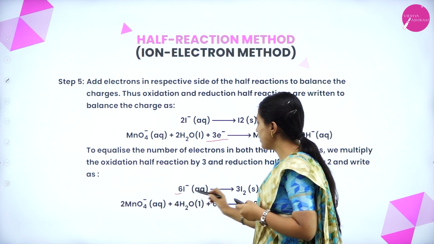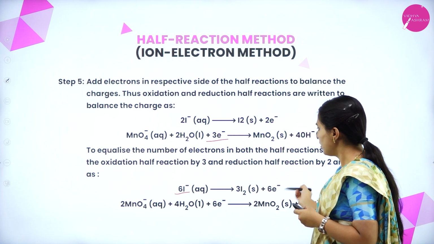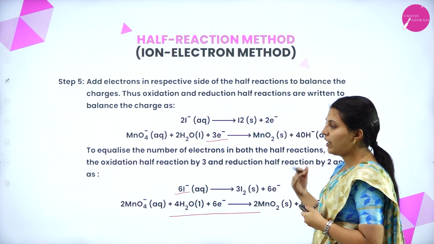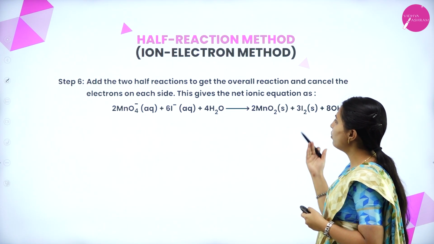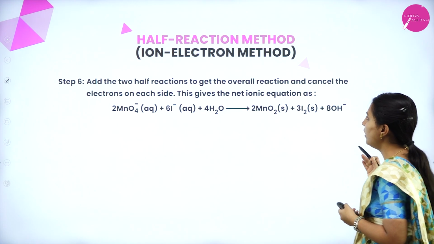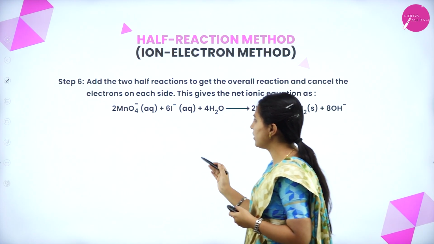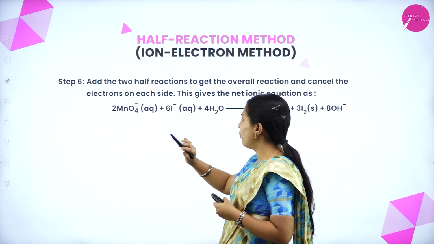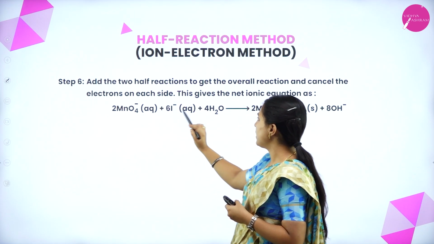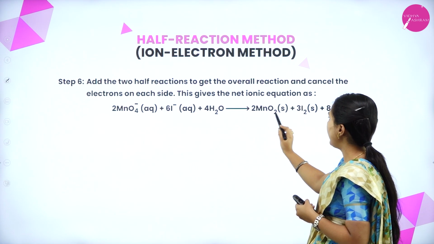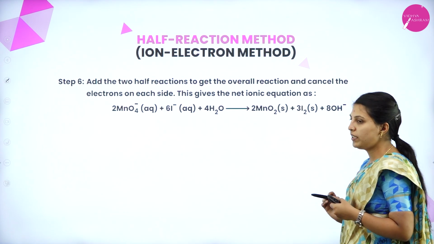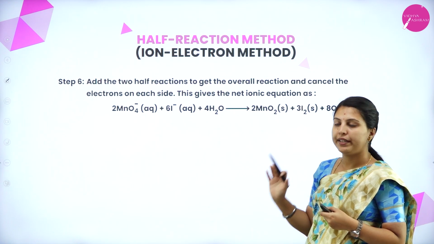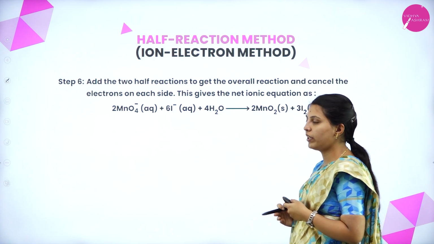See here, 6I minus gives 3I2 and 6 electrons. This is after multiplying by 3. Now add the 2 half reactions to get the overall reaction and cancel with each other. After cancelling the electrons, 2MnO4 minus in the aqueous medium, plus 6I minus plus 4H2O gives MnO2 plus 3I2 plus 8OH minus. So this is the overall reaction in the net ionic equation.